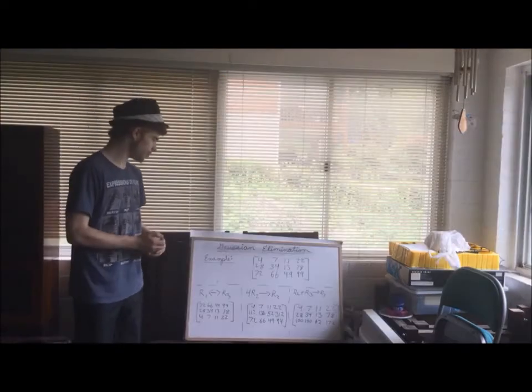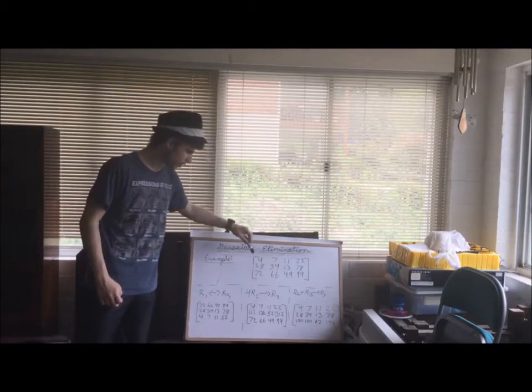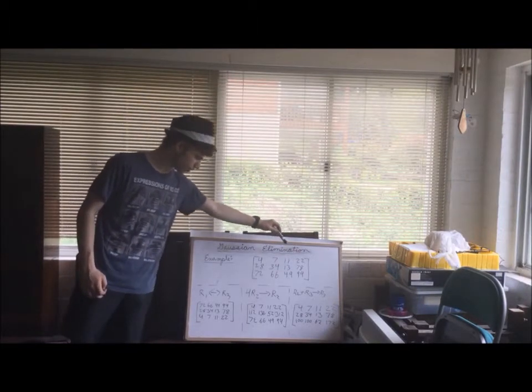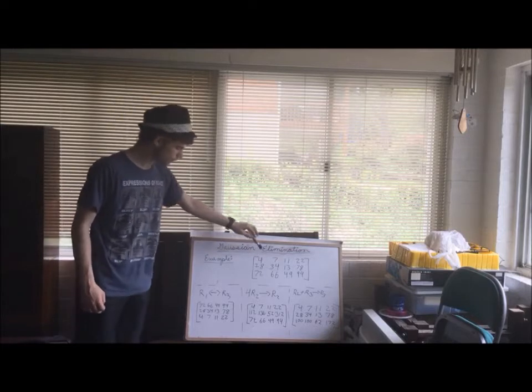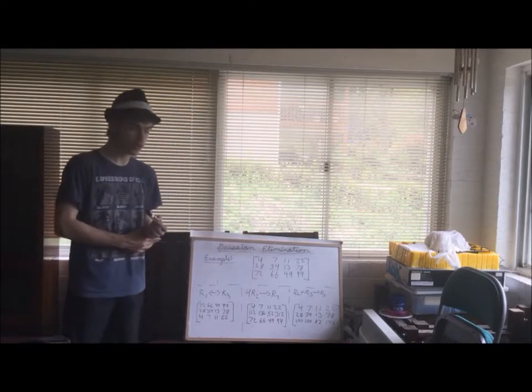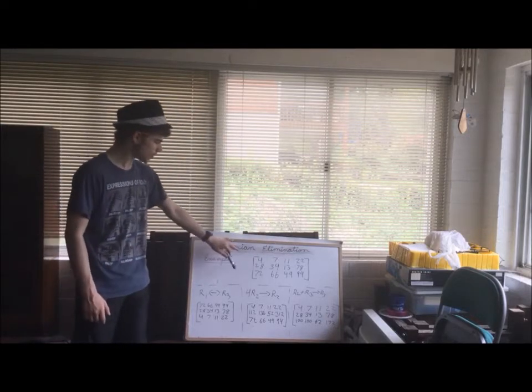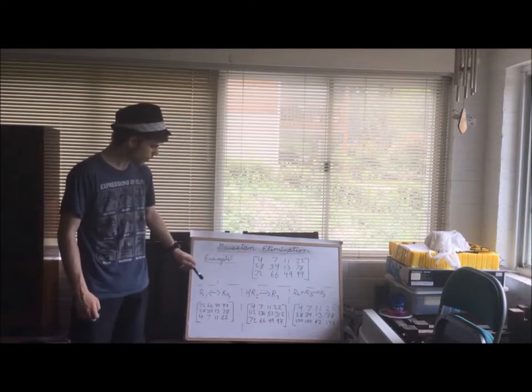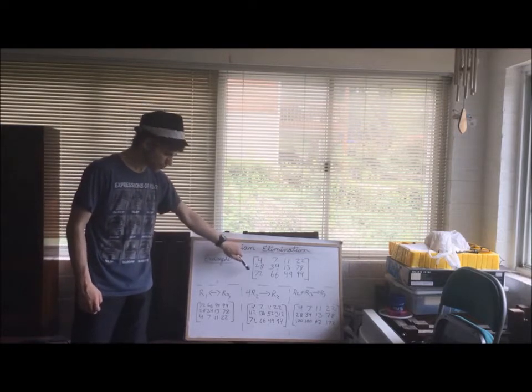So our original matrix was row 1: 4, 7, 11, 22; row 2: 28, 34, 13, 78; and row 3 was 72, 66, 49, and 94. And so, first off, I decided to swap row 1 with row 3. Well, row 1 becomes row 3, and row 3 becomes row 1.